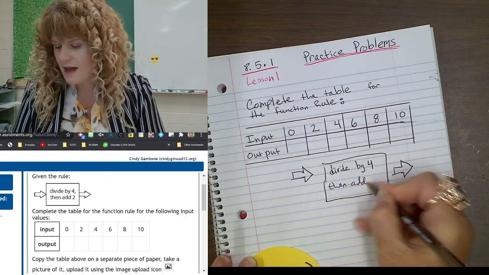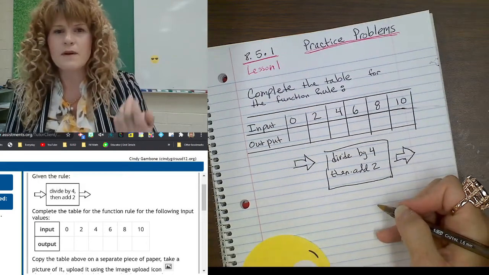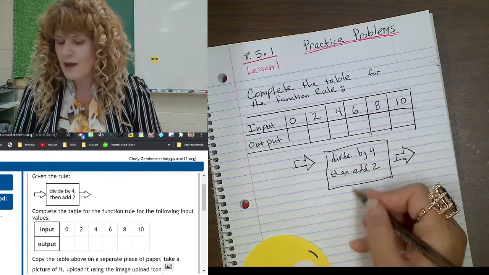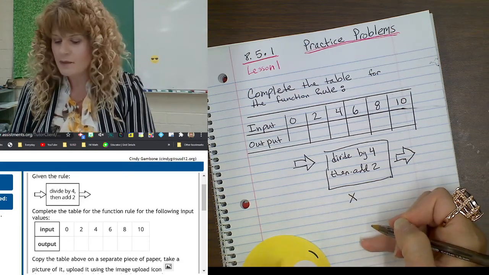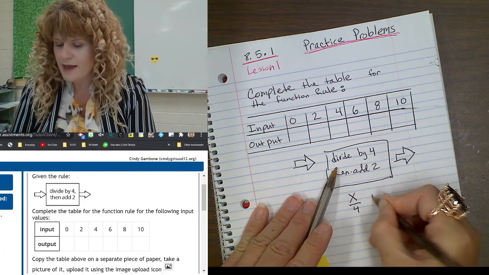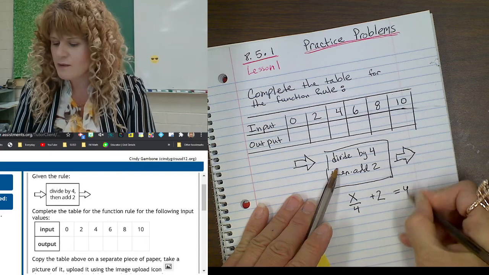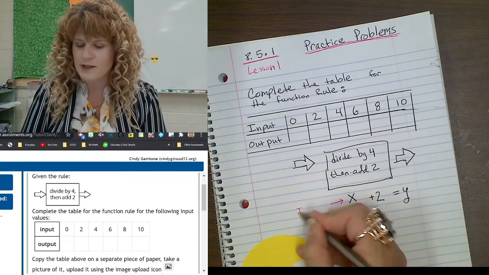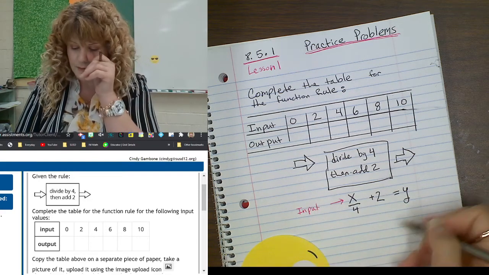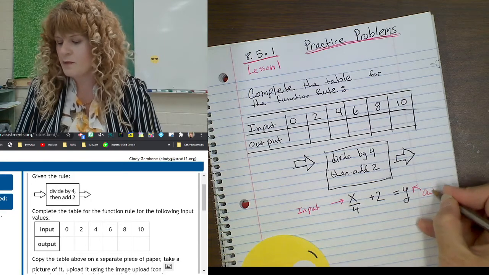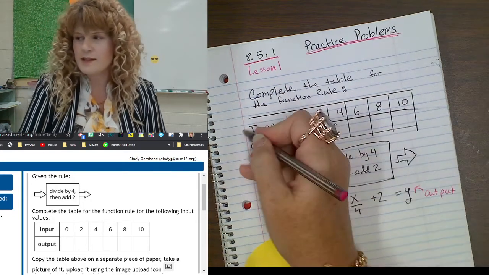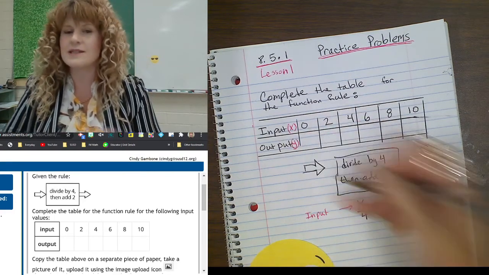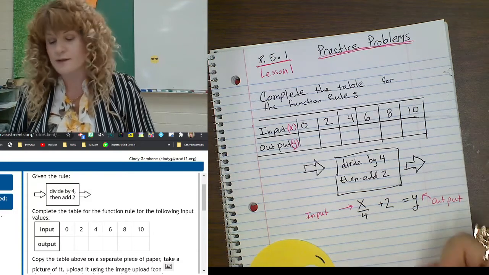then add 2. And then please remember that this is very close to what we were doing with equations. We had some number x, and we can divide that by 4 and then add 2 to get the result, y. So please don't feel confused. This is very much related to what we've just been doing. The input would be x, and the output would be y. So in this table, we could say the input is x, the output is y. It's just like a table of ordered pairs.